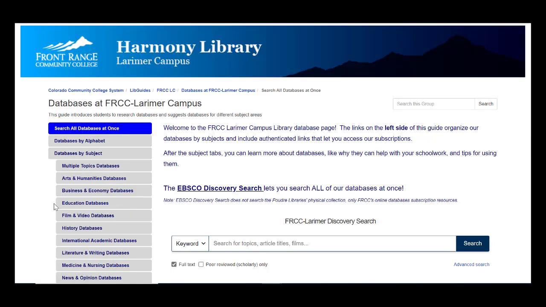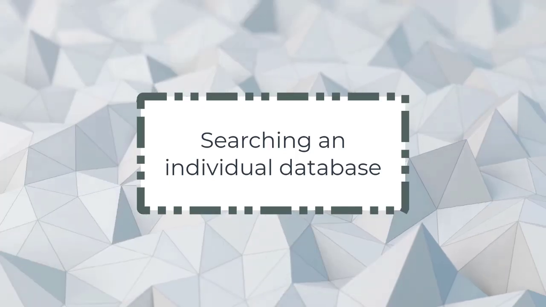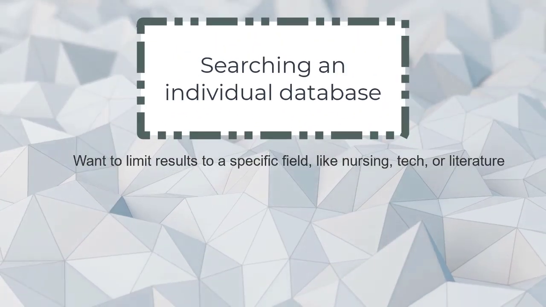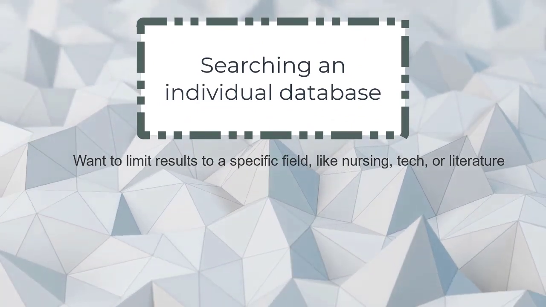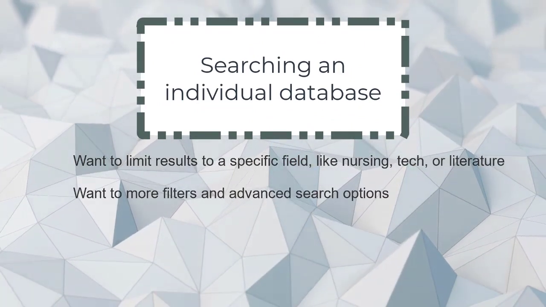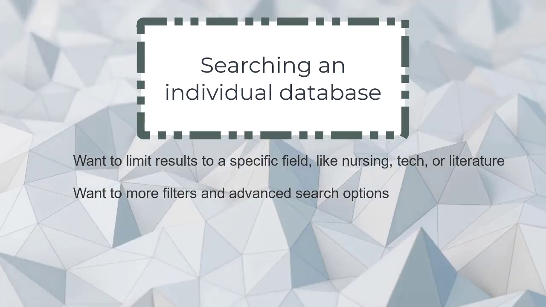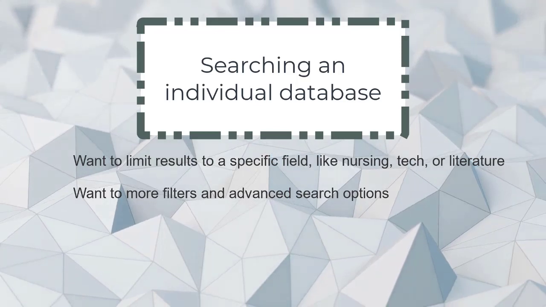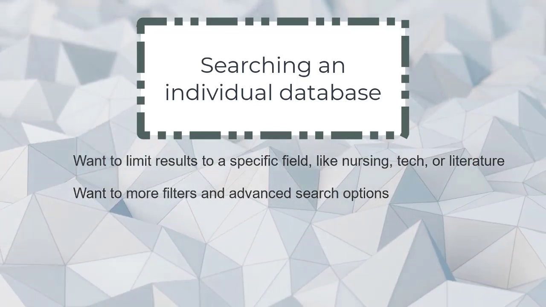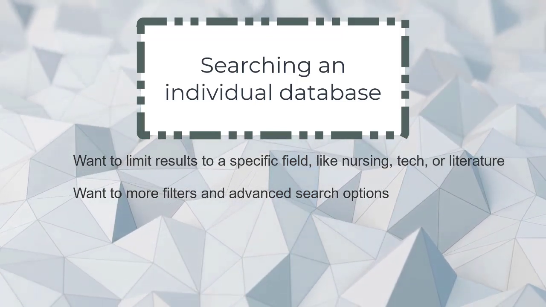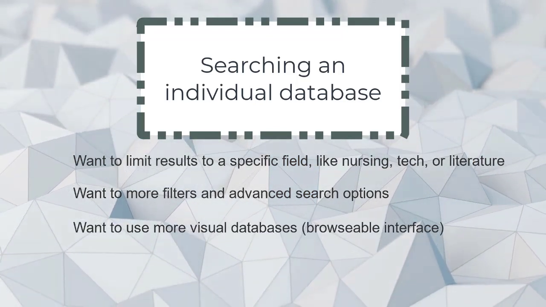Instead of searching nearly all of our databases at once with the Discovery search, you can also search individual databases. Searching an individual database is a nice option if you want to limit results to a specific field. Searching an individual database is also a good idea if you want to have more filter and advanced search options. The Discovery search has a limited range of advanced search options because it's dealing with records from so many different sources. FRCC libraries also subscribe to a few databases that don't show up in Discovery search.